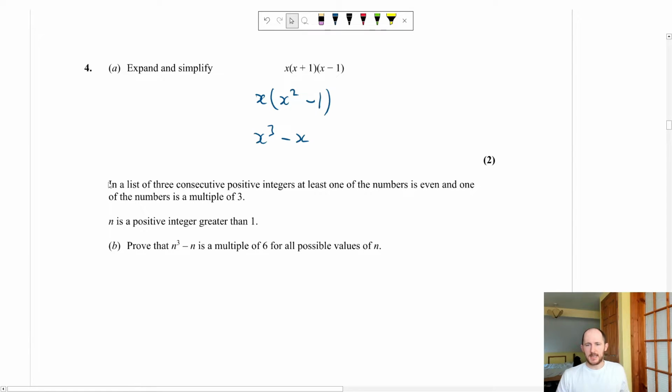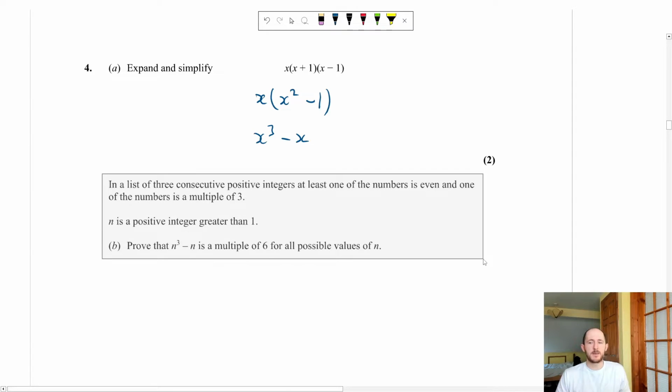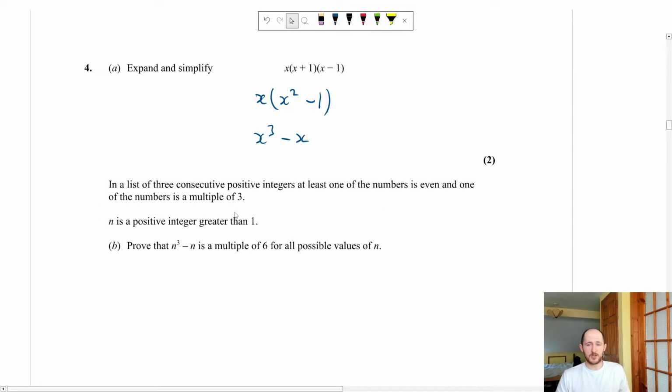Now, this here seems like a very interesting fact. I'm not going to lie, this does seem a bit more like an A-level question. But, I mean, fair enough, it's still GCSE. In a list of 3 consecutive positive integers, at least one will be even and one will be a multiple of 3. So what does that mean?